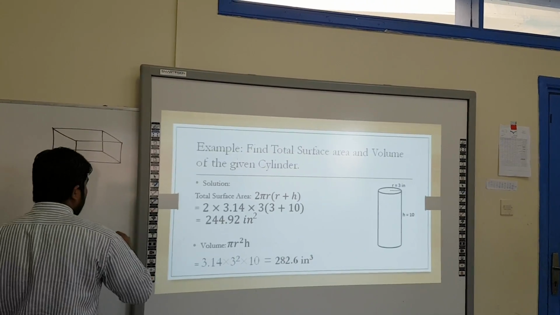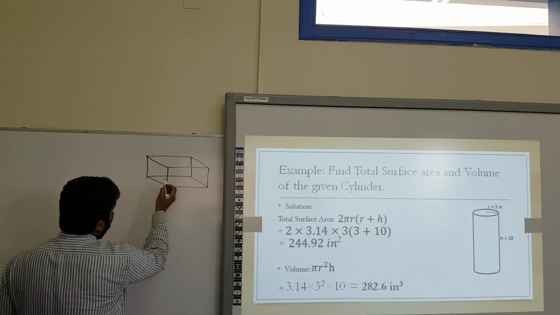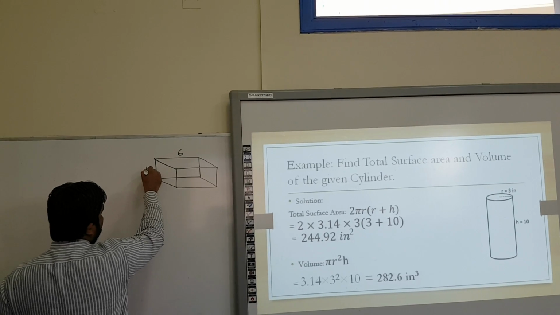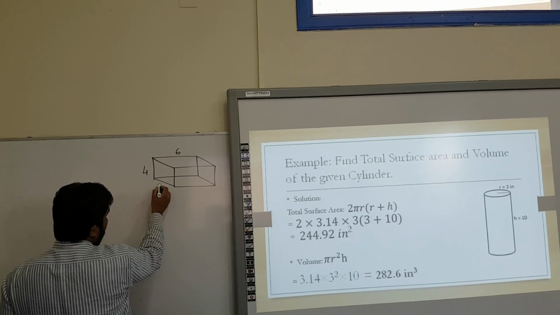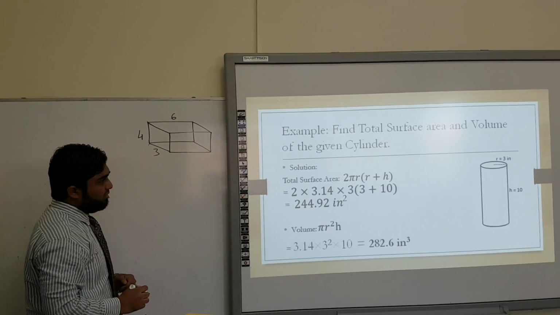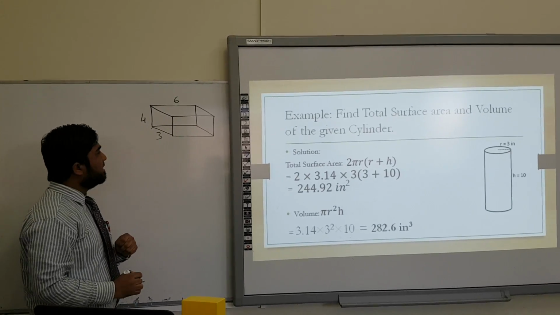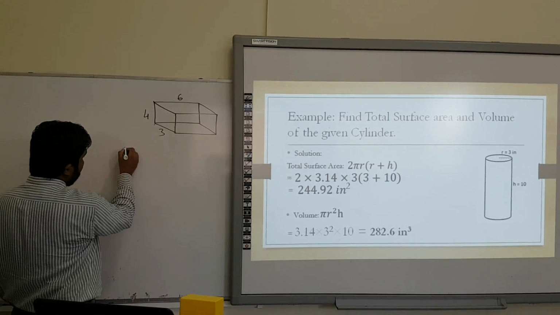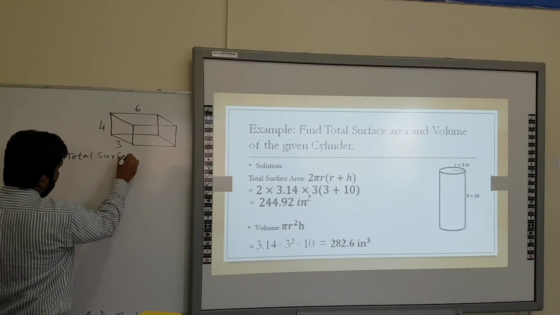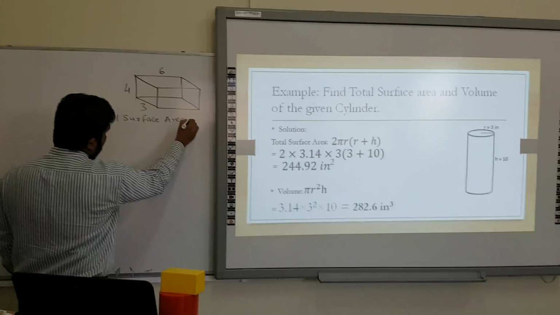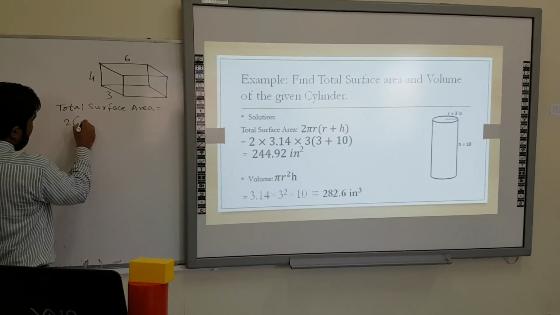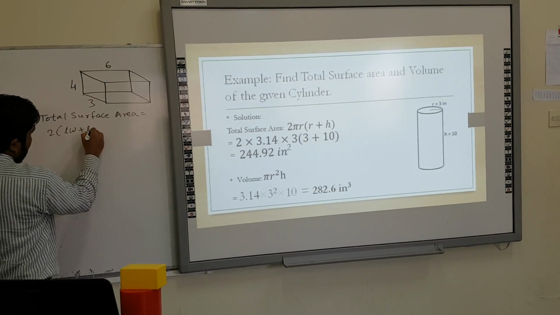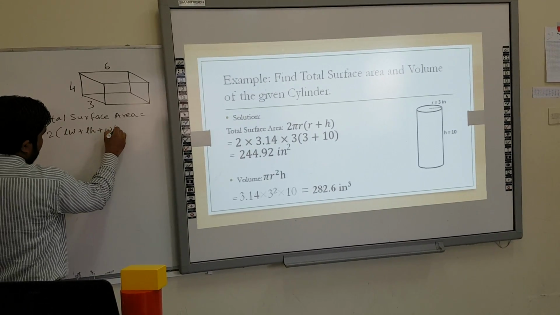So let's go to here, and if you see, if the length of this cuboid is 6 and the height is 4 and the base or the width is 3, how can we find total surface area and volume of this cuboid? Now, you see the rule is to find the total area equals 2 times length times width plus length times height plus width times height.